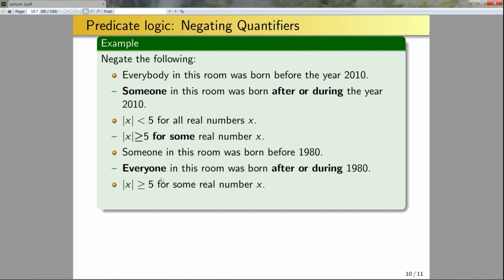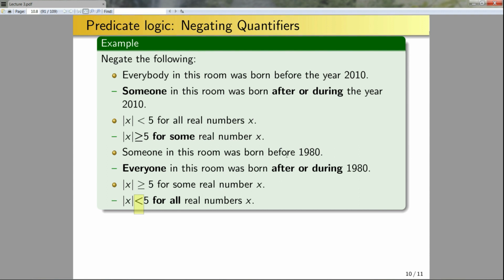Finally, x is greater than or equal to 5 for some real number x. What's the negation of this? Pause the video and try. Well, the negation of this is that x is less than 5 for all real numbers x. Here you notice that the there exists turns into a for all when I negate the statement, and for all statements turn into a there exists. Additionally, less thans turned into greater than or equal tos. Befores turned into after or durings, greater than or equal tos turned into less thans, and after or durings turned into befores.